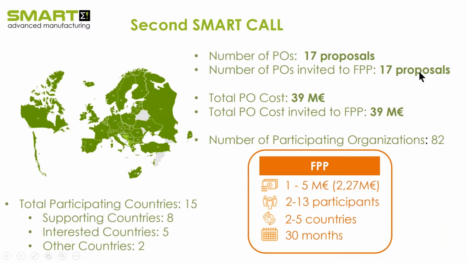Just some figures about how many pre-outlines we received. We obtained 17 proposals in the PO phase, on the 19th of November, for a total project cost of 39 million euros, and with 82 participating organizations coming from 15 different countries. The mean values of the projects were: we had projects up to 5 million euros of total budget, with up to 13 participants, but this is okay.